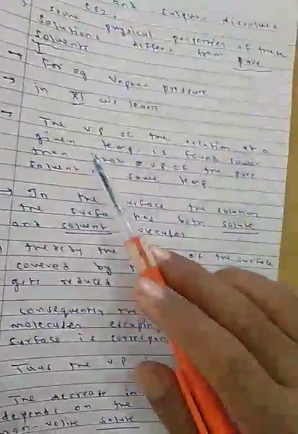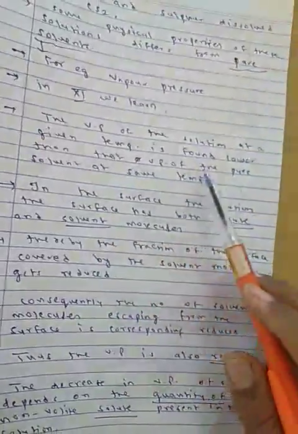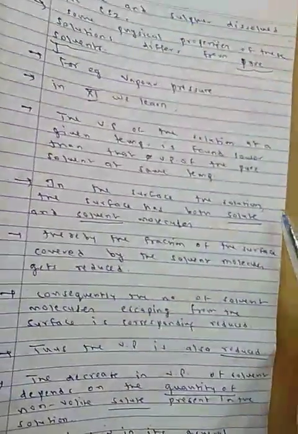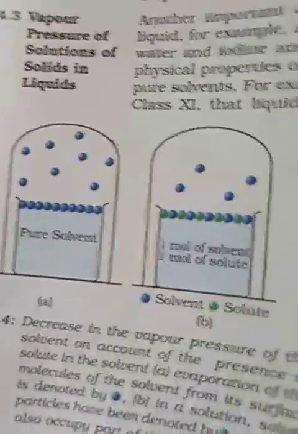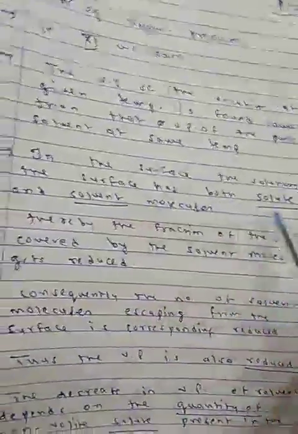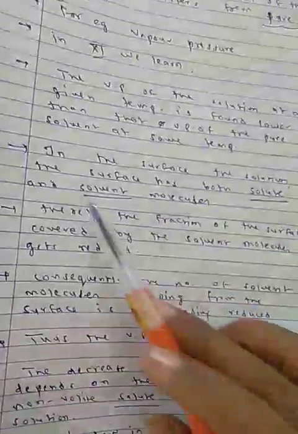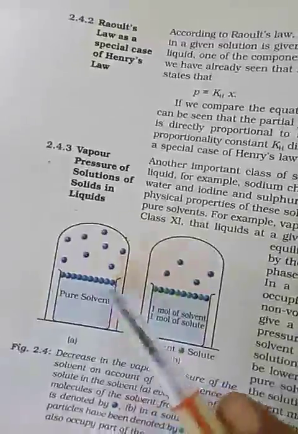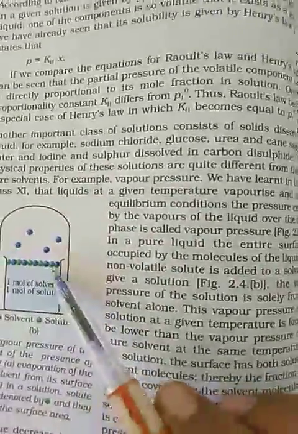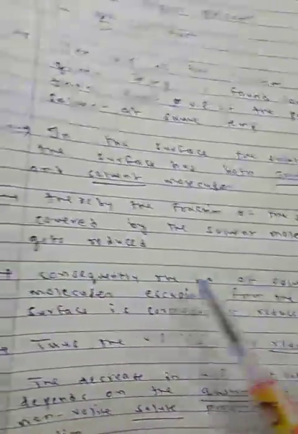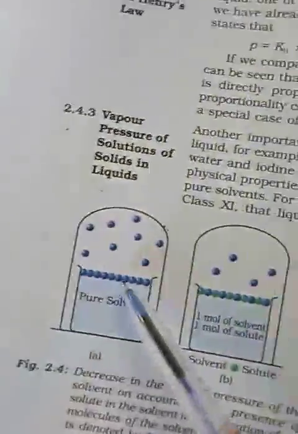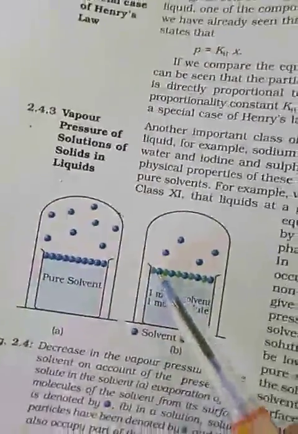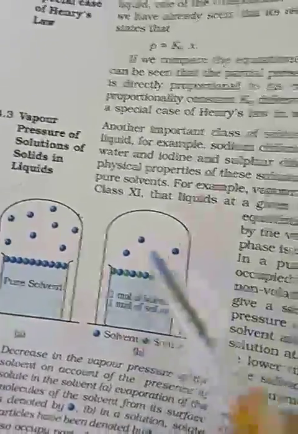The vapor pressure of a solution at a given temperature is found lower than the vapor pressure of a pure solvent at the same temperature. I showed you these diagrams. Now in the solution, the surface has both solute and solvent molecules. Here they were having only the solvent molecules, but here they are having solute and solvent. Thereby the fraction of the surface covered by the solvent molecules gets reduced. The surface which was earlier occupied only by solvent, now solute is also coming. So the solvent surface is going to decrease.